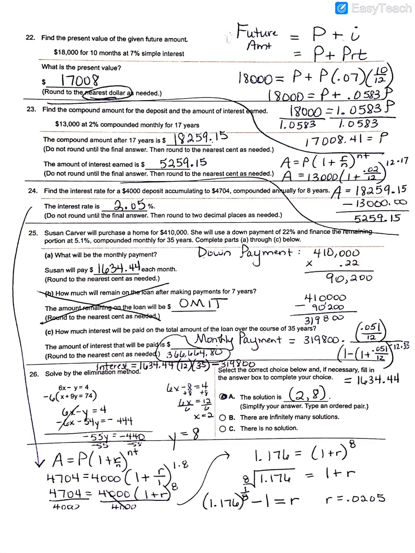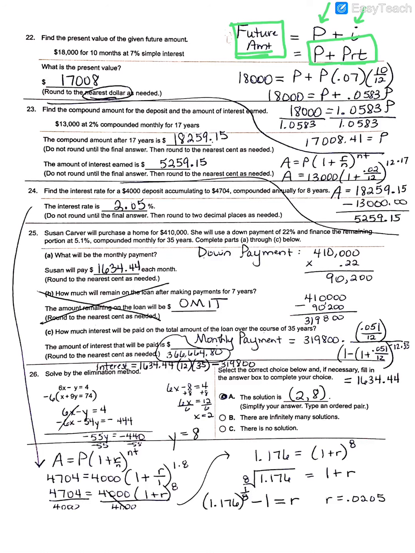Okay, on question 22, they are asking me to find the present value of a given future amount. So, first thing that you have to think about is the future amount, when we're talking about simple interest, is going to involve whatever you initially borrow or deposit plus the amount of interest. And if you think about interest, the simple interest formula says your I is equal to PRT. So this is the formula we're going to plug into with our future amount so that we can figure out what that P value is.